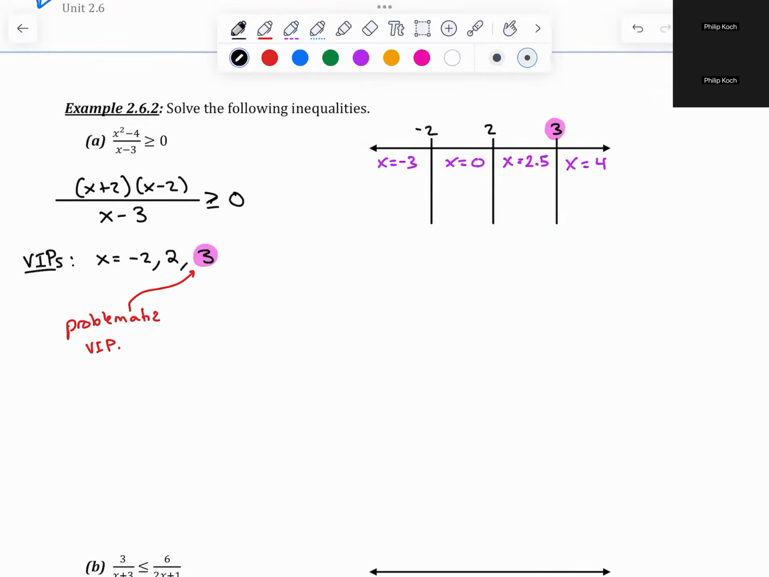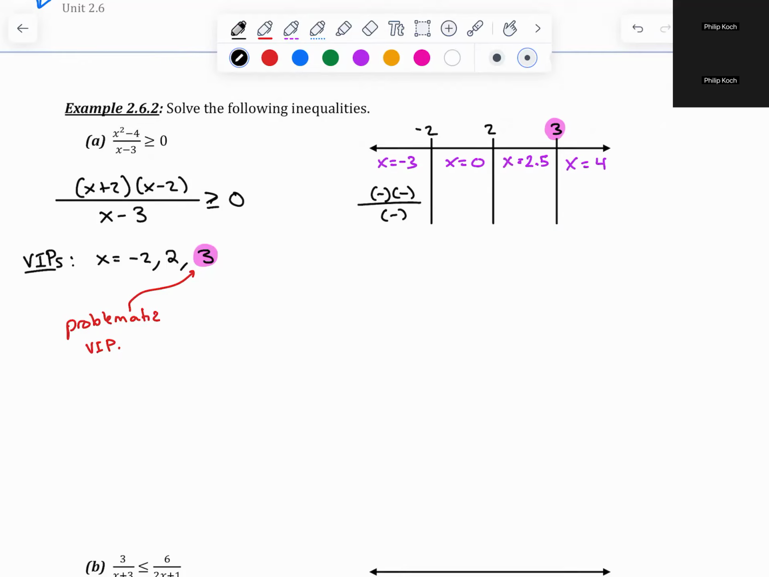So I'm not going to color code it anymore, but basically we're going to be plugging in those numbers into the factors and seeing whether they're positive or negative. So the first one, if you plug in -3, it'll be negative times a negative over a negative. Because -3 plus 2, that's -1, that's negative. -3 minus 2, that's definitely negative. -3 minus 3, that's taking a negative and subtracting something from it. Of course, it's going to be negative.